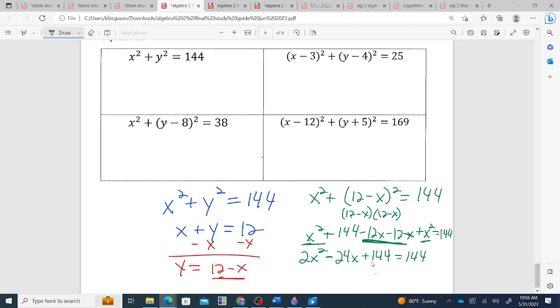So anyway, next thing, I'm trying to get x by itself because I want to figure out what x equals. So I'm gonna subtract 144 from both sides, and I get 0. So now I got 2x squared minus 24x equals 0. Then I factor, and so I pull out 2x. So I'm gonna have x minus 12 equals 0. And then I need to solve that. So that's gonna be x equals 0 and x equals 12.